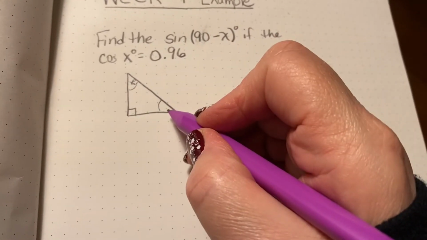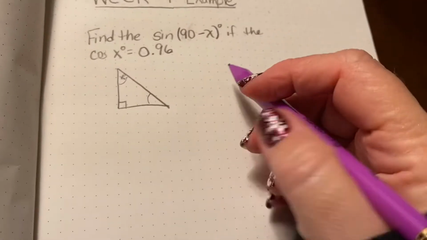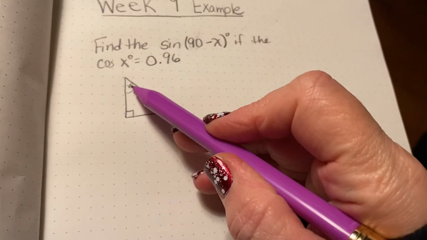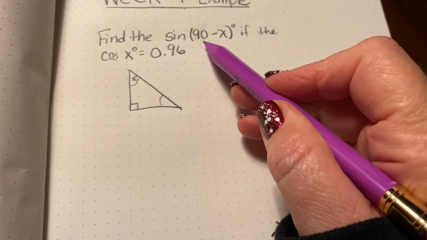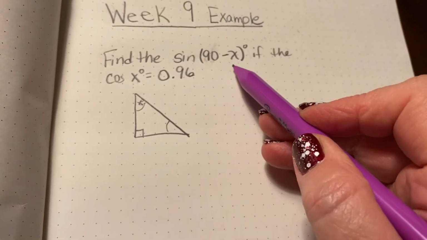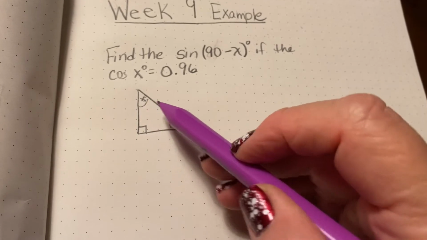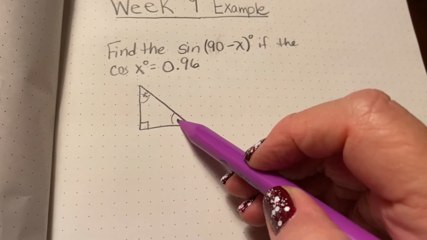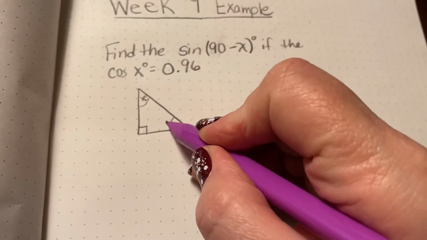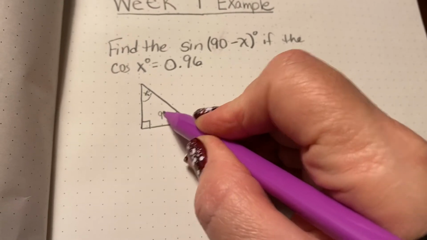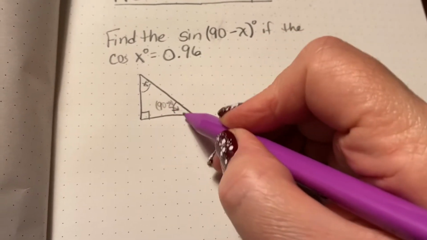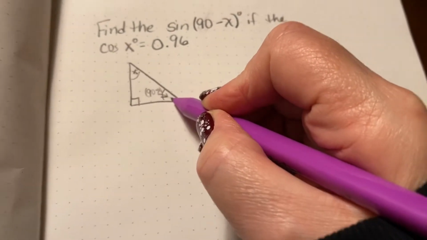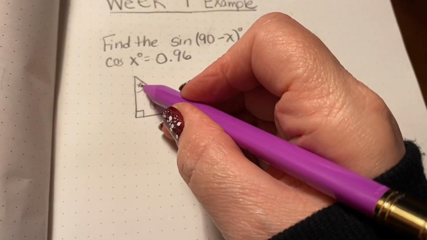I'm going to decide first before, let me talk about it first. If this is X degrees, do not let this silly notation fool you. It is not difficult, I promise. If this is X, then this is 90 minus X. That angle would be 90 degrees minus whatever that is. So this angle is 90 minus X degrees, and this is X degrees.